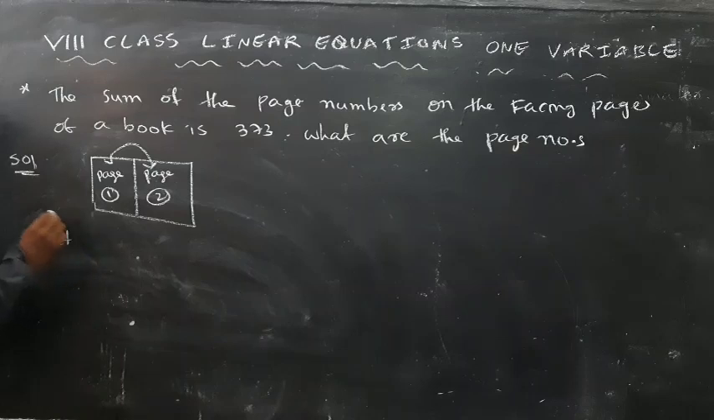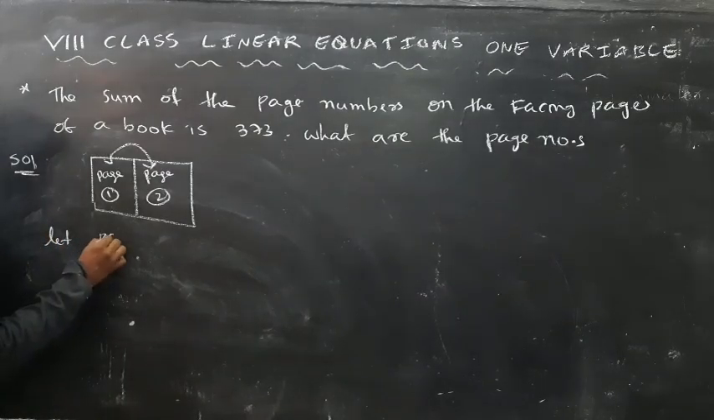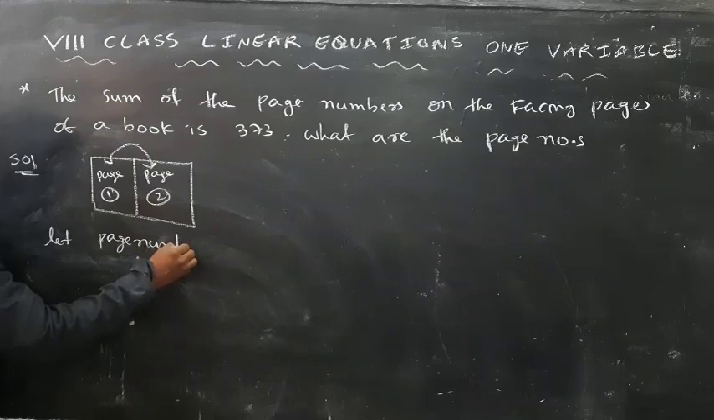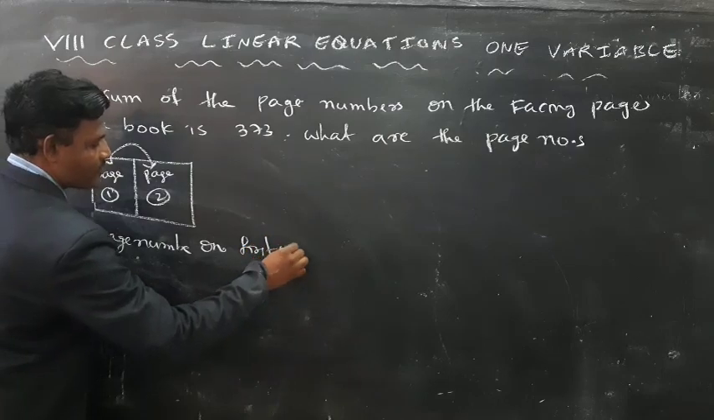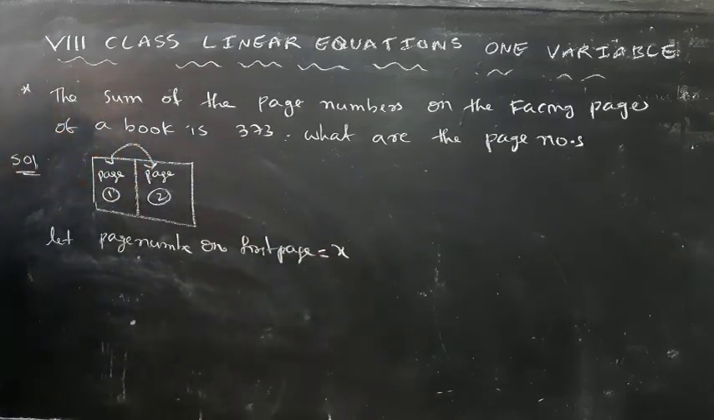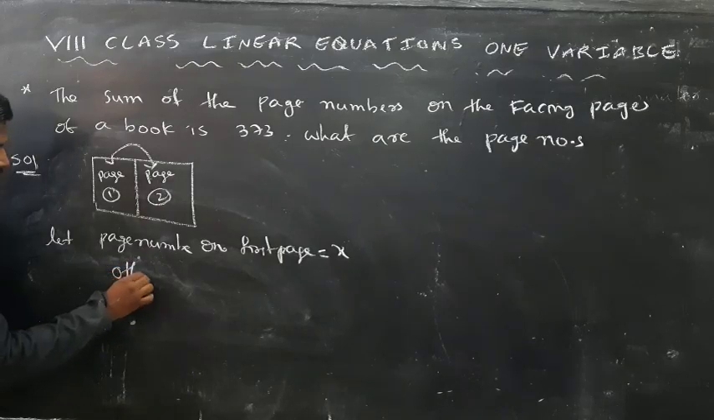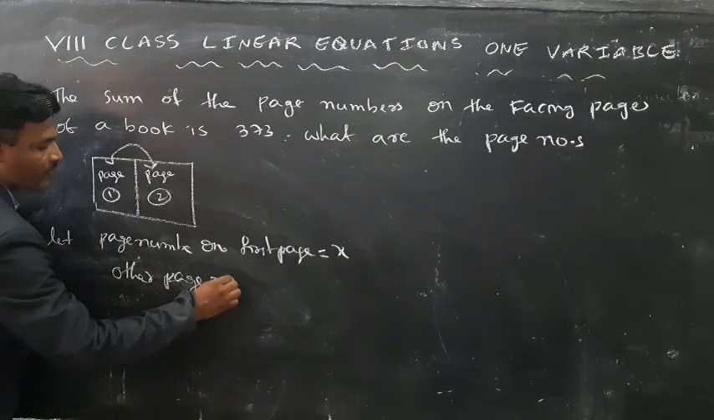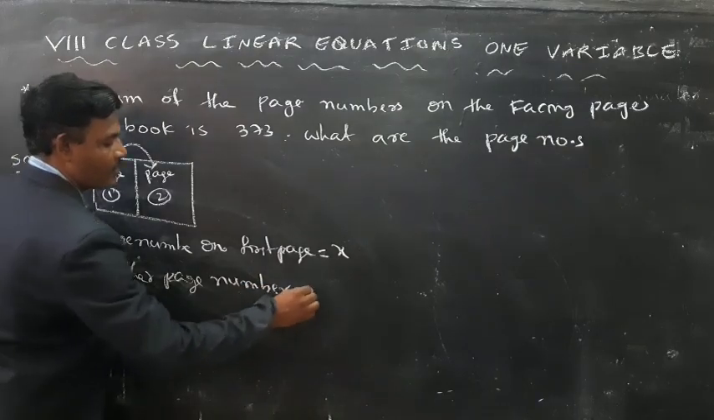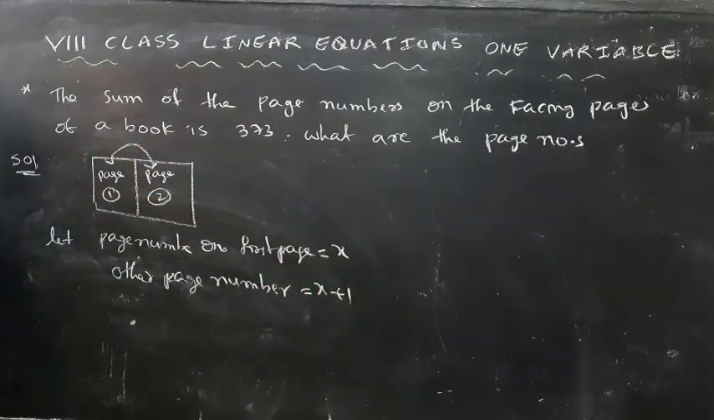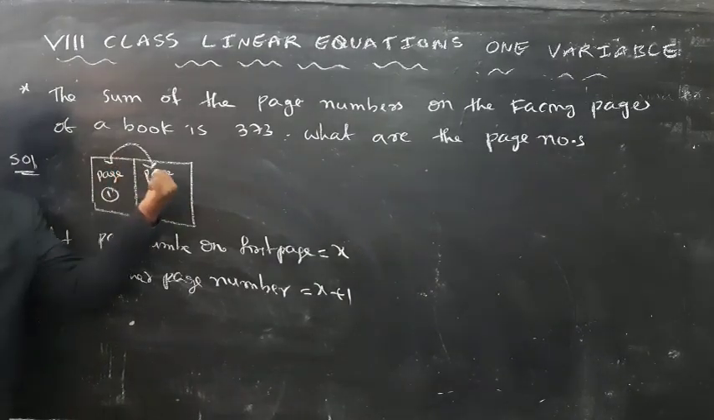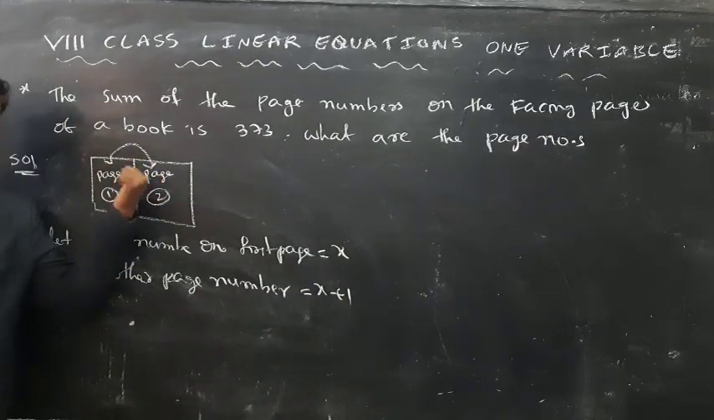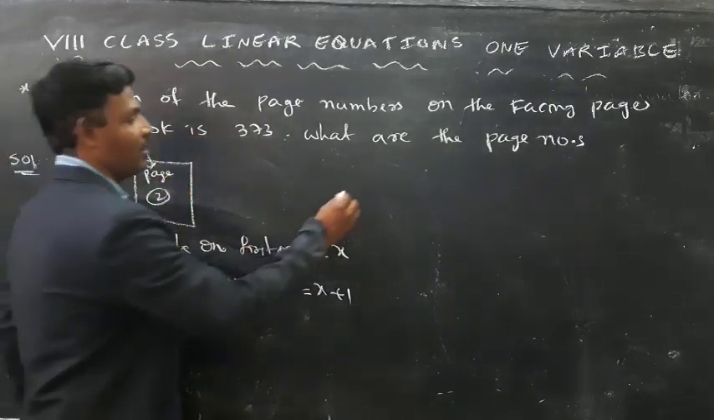Let the page number on the first page be x. Then the other page number must be x plus 1. So if this number is 10, the next number is 11. If this number is 20, the next one is 21. If this number is x, the next is nothing but x plus 1 as per the data.